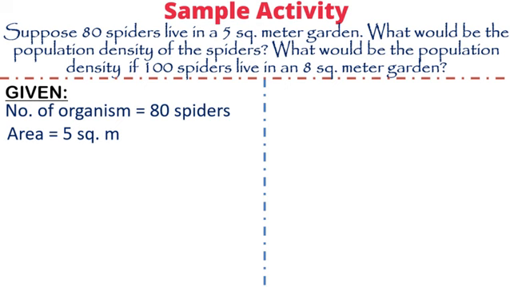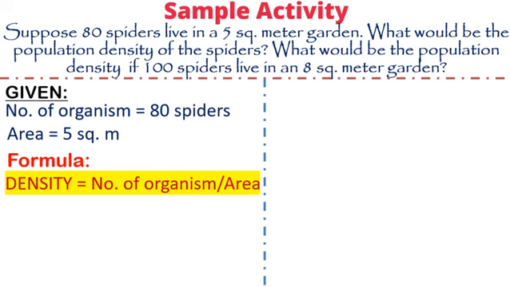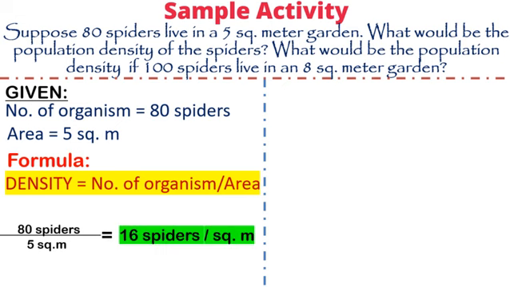The area is 5 square meters. And the formula that we are going to apply is the density, which is equal to the number of organisms divided by the area. So let us substitute these values to the formula. So we have 80 spiders and then divide it by the number of square meters, which is 5. And the result is 16 spiders per square meter.